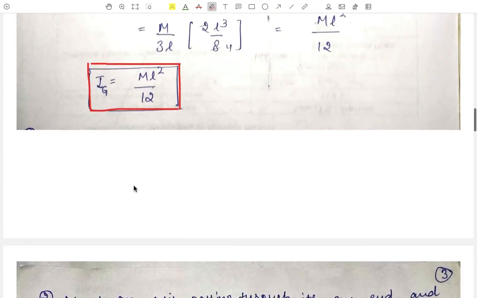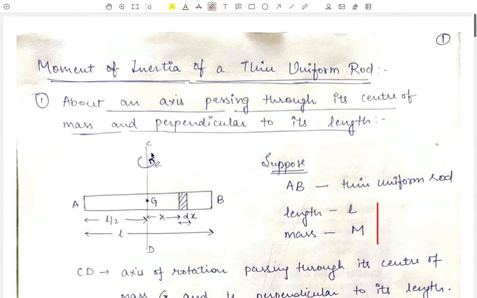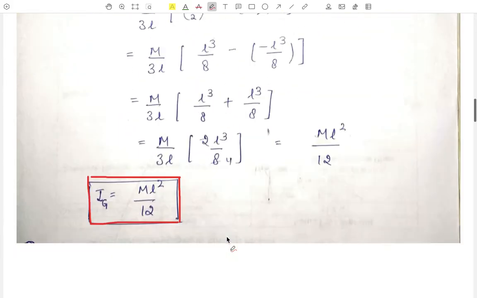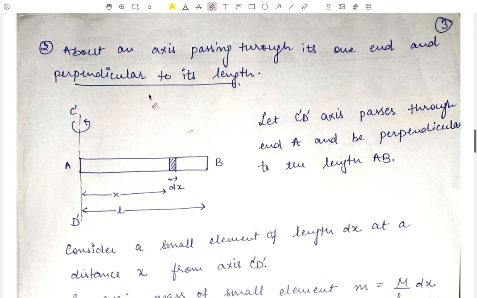Now, the next case. Here we considered the axis passing through the center of mass. What if the axis passes through one end of the rod, say end A, and is also perpendicular to its length? This is our next case: about an axis passing through one end and perpendicular to its length. Let us consider the axis C dash D dash passing through end A and perpendicular to the length.